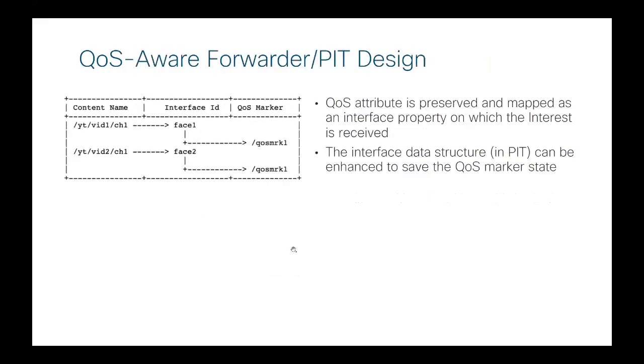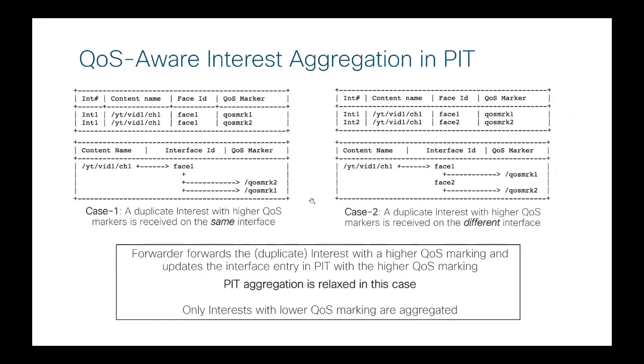Moving to the next slide. In the QoS forwarder design, or the PIT design, as we said earlier in the original draft, we had an explicit entry for every QoS marking, for duplicate interests with different QoS markers. Now we have changed it to interface based state saving. So the QoS marker will be saved as part of the interface data structure rather than as an explicit PIT entry, and the interface data structure can be enhanced to save the QoS marker. There are two use cases which we already documented in our previous submission, but for the sake of completeness with the newer design of the PIT, I'm reiterating those two use cases here.